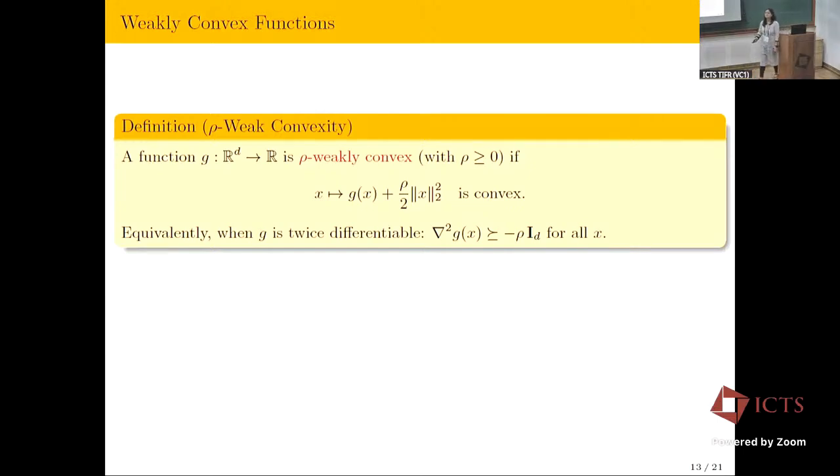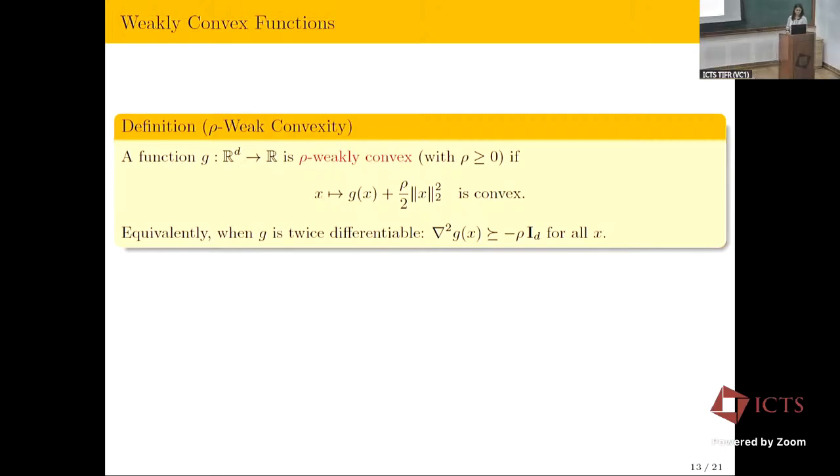Sorry? This one? Yeah. So that larger than or equal to what? Minus rho times the identity, right? So yeah, okay, sorry. This means this matrix plus this matrix is positive definite. Exactly. Yeah. So that ordering is a PD ordering.